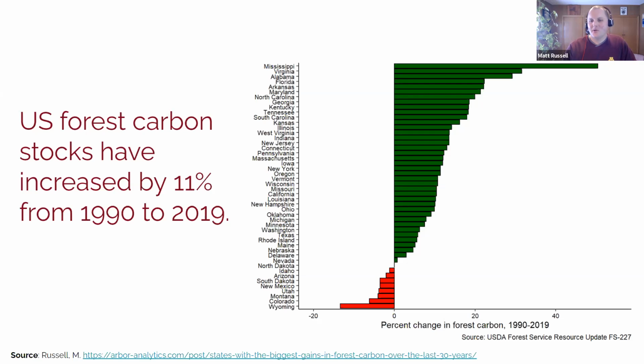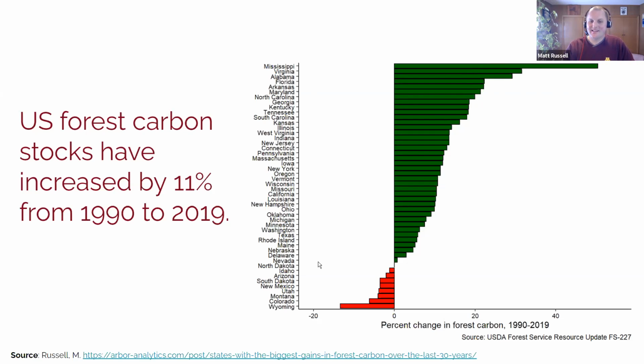So you can see that most of the biggest gains in forest carbon stocks have been in the Southeast. Mississippi, Virginia, Alabama, Florida, Arkansas, well, that's where trees grow faster, and that's where trees sequester more carbon just because of longer growing seasons, better growing conditions in many cases. So there's a lot of sequestration happening in that part of the region.